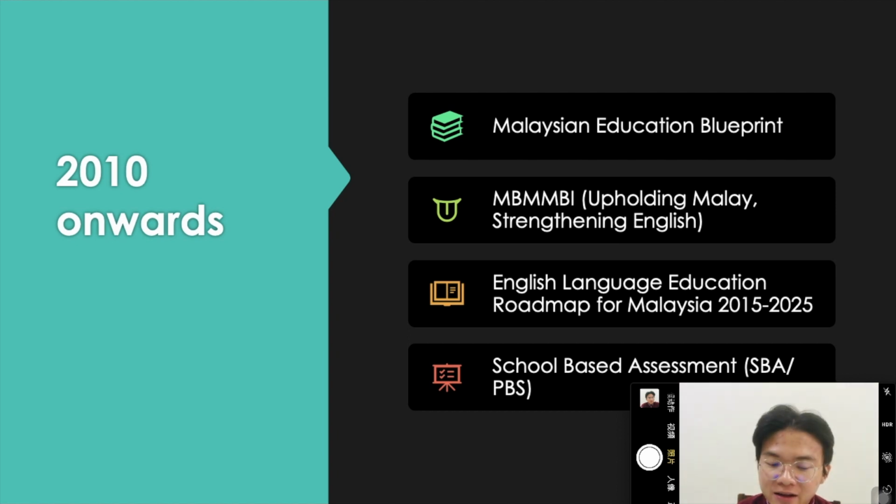From 2010 onwards, we have Malaysian Education Blueprint, MBM-MBI, Upholding Malay, Strengthening English, and English Language Education Roadmap for Malaysia 2015 until 2025. And lastly, we have School-Based Assessments. Malaysian Education Blueprint was introduced in 2013, and I was 14 years old back then.